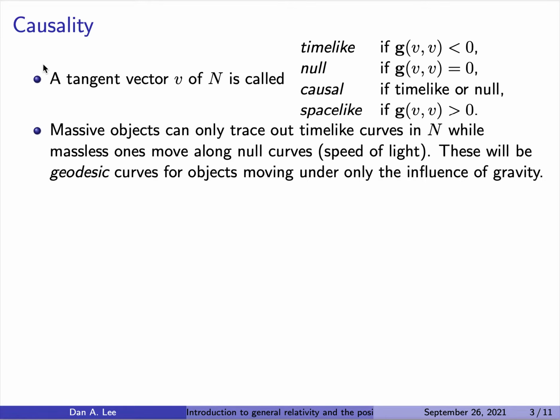More specifically, the curves that are traced out by test particles will actually be geodesic curves for objects moving under only the influence of gravity. Right now we're interested in general relativity as a theory of gravity. The metric G can be thought of as being the gravitational field. It determines what the gravity is. So if you're influenced by that and nothing else, then you should follow a geodesic.